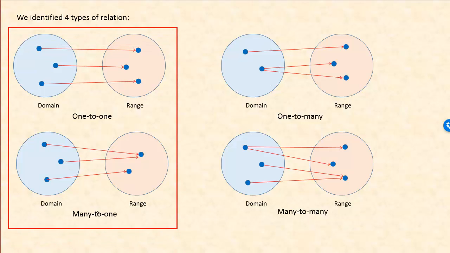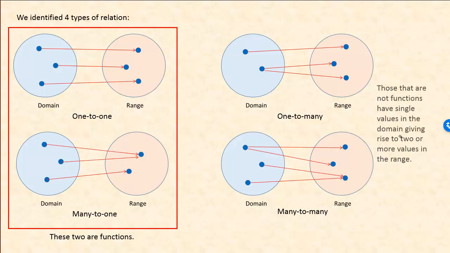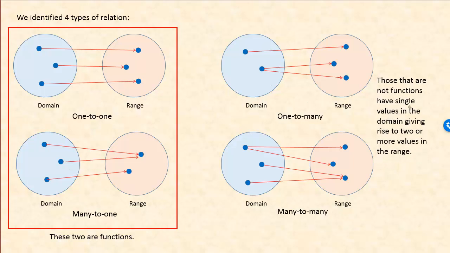Now, these two here, the one-to-one and the many-to-one, are defined as being functions. Those that are not functions have single values in the domain, giving rise to two or more values in the range. And we can see that here, where this value here gives rise to two values, and here, where this value here gives rise to two values.